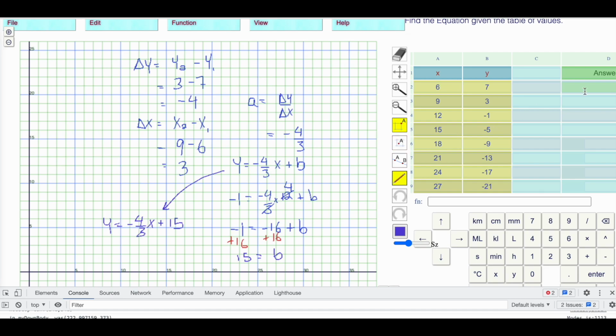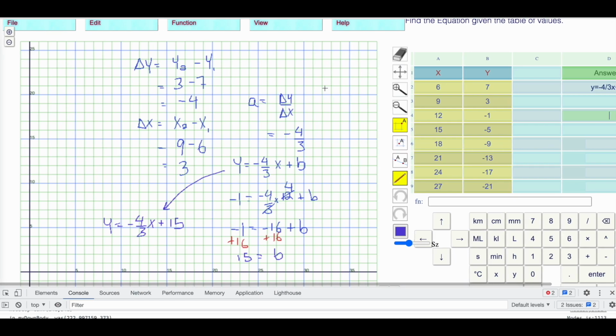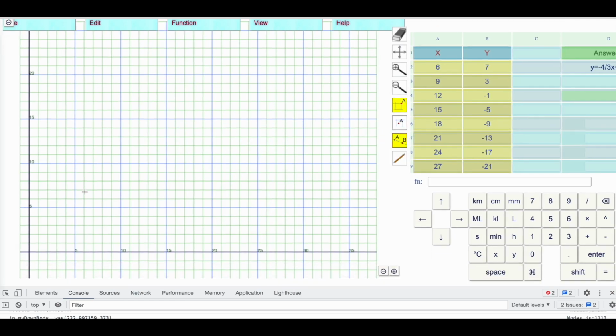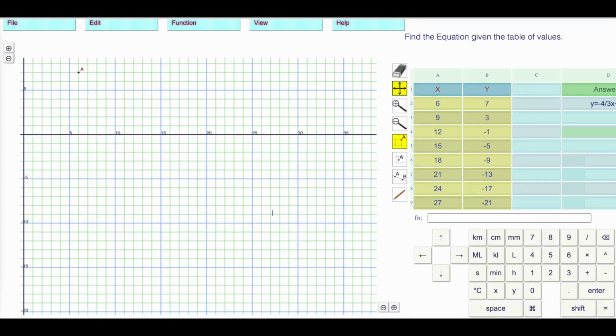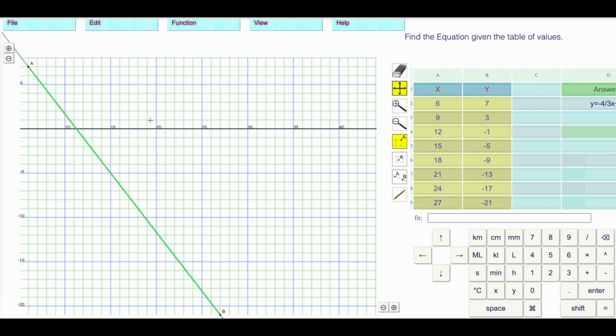And there's our equation. Let's put it in our answer column: y is equal to -4 over 3x plus 15. Before we enter that, let's graph that, see what that looks like. 6, 7. 6 is here. 7 is there. 27, -21. Drag that up. 27, -21. That's what our graph looks like.